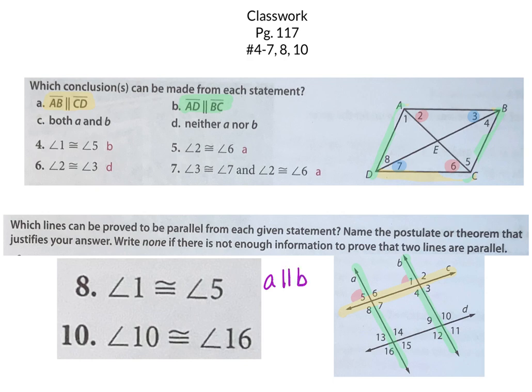All right, let's look at the last one. If it'll let me erase all of that, that'd be great. For the last one, they have that angle 10 is congruent to angle 16. What type of angles are those? 10 and 16. Alternate exterior. So my two lines are A and B again. My transversal is D. So that's the same answer for that one. A is parallel to B.